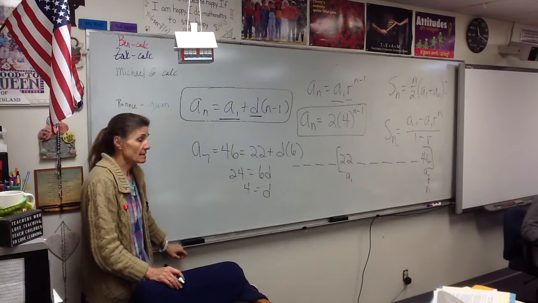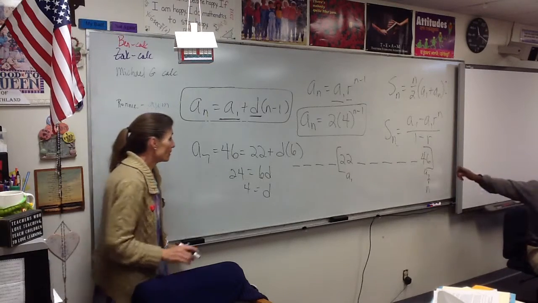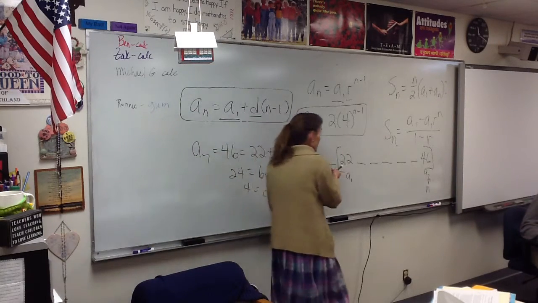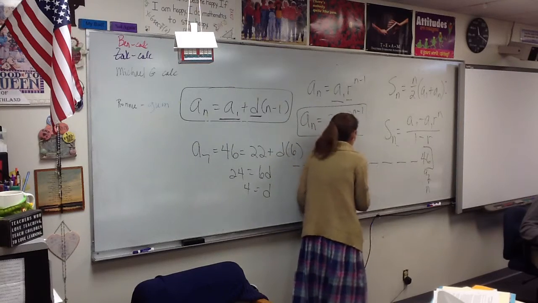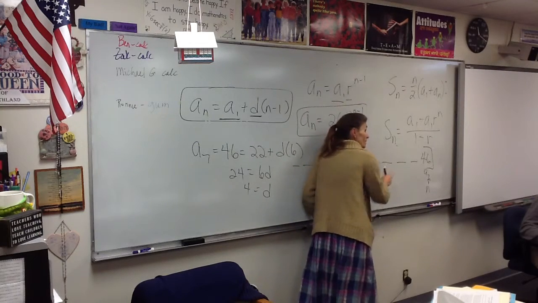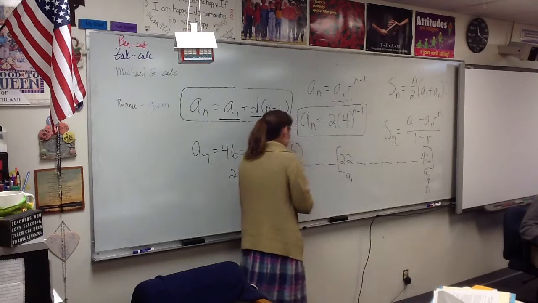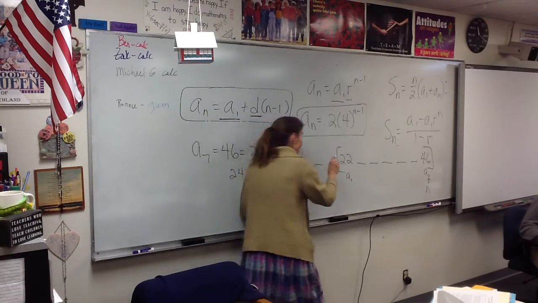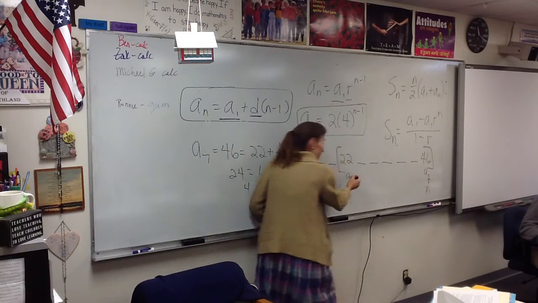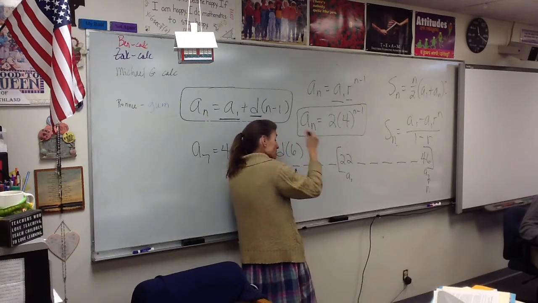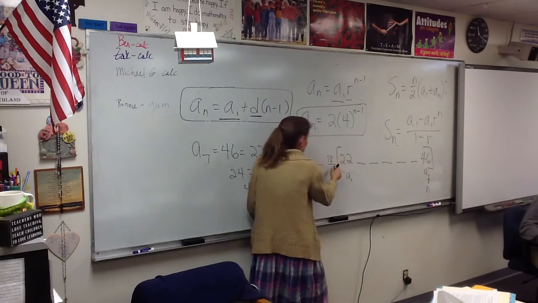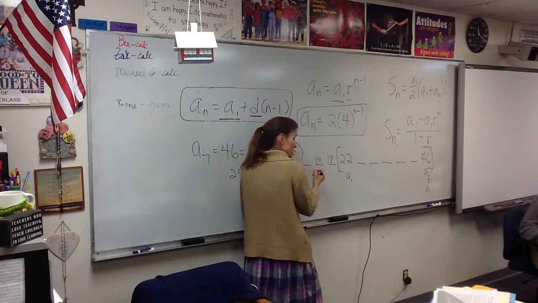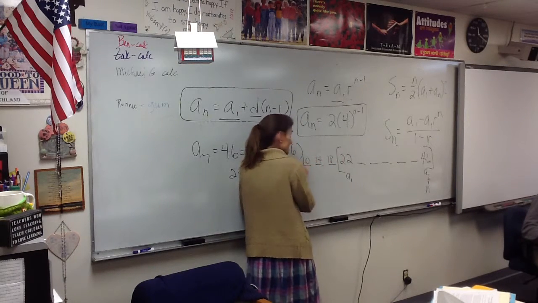Now, what does that mean? That means if I wanted to go this way, I would add 4, right? But what I really want to know is the real first term back here. So instead of adding 4, I will go backwards. I'm subtracting. So this would be 18, 14, 10, and 6.